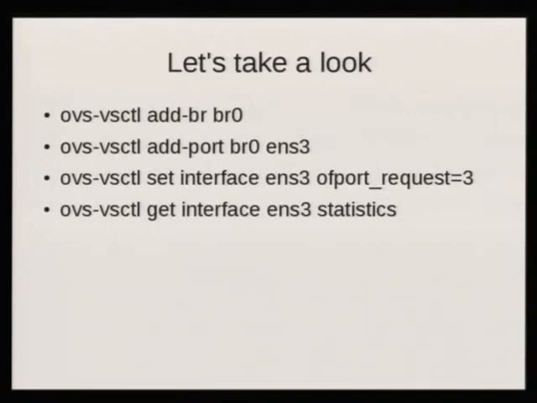So, and then you can set, for example, OF port request. Allows you to tell that for that given port, you want OpenFlow to recognize that port as the number 3. So you may have seen a lot of OpenFlow rules that specify that a given flow is going out for port 3. So what is port 3? So what's that port? So that's how you specify that ENS3 is going to be given that port number.